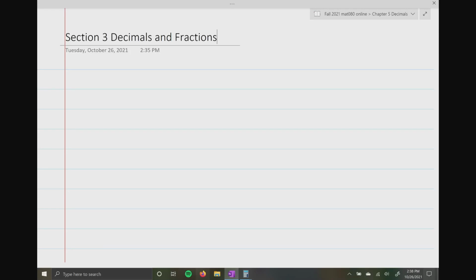All right, so the last section for this week is going to be section 3, which deals with decimals and fractions. So the first thing I want to go over here is just that I want to teach you how to convert a fraction.